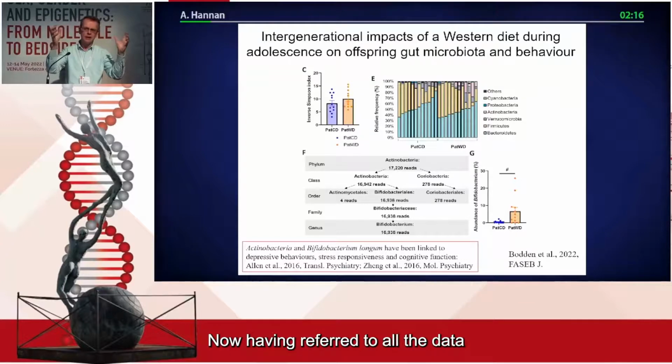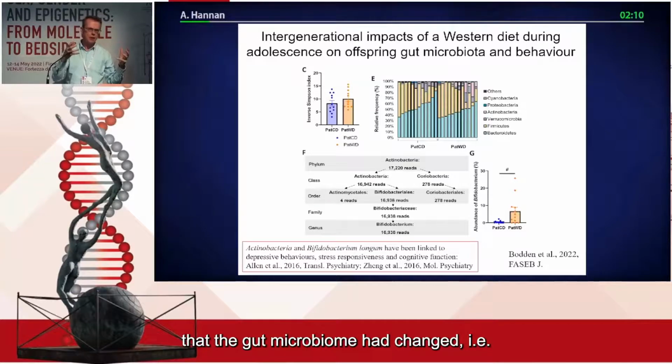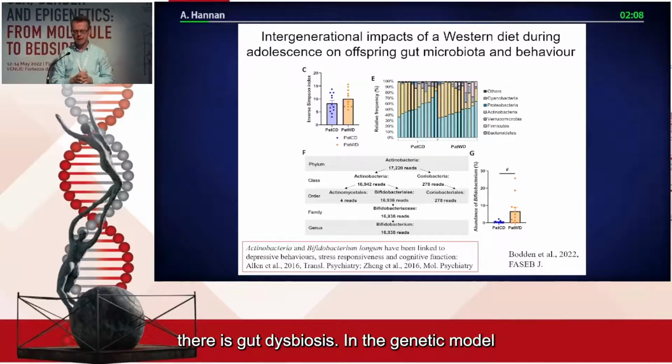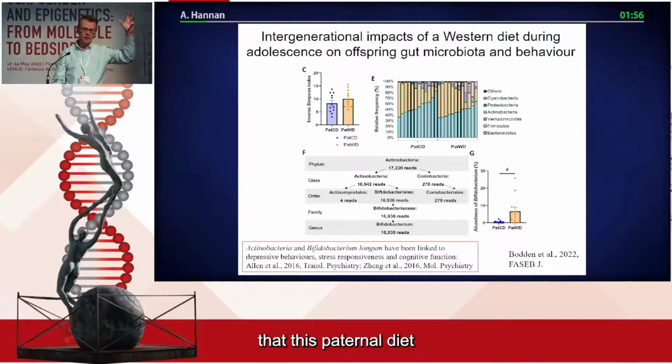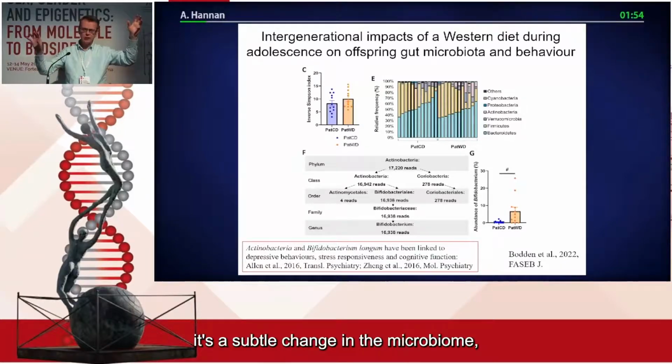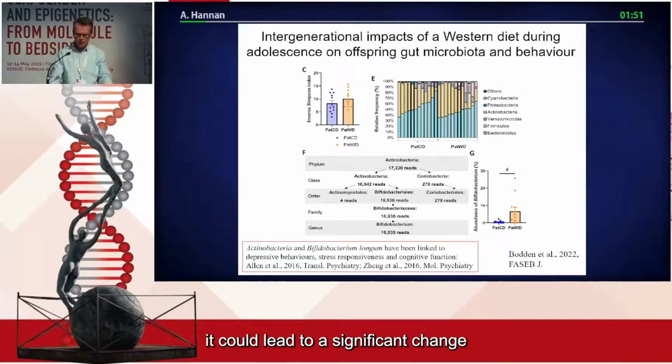Now, I haven't referred to our other data. We discovered about 4 years ago the first evidence in Huntington's disease that the gut microbiota are changed, i.e. there's gut dysbiosis. In the genetic model of schizophrenia, we've discovered gut dysbiosis there as well. But in this case, we were very surprised that this paternal diet in fathers, even though it's a subtle change in the microbiome, could lead to a significant change in the microbiome of the F1 offspring. And the data from other groups suggests that these microbiota changes via the microbiota gut-brain axis could relate to the kind of behavioural changes that we showed in the F1 offspring.